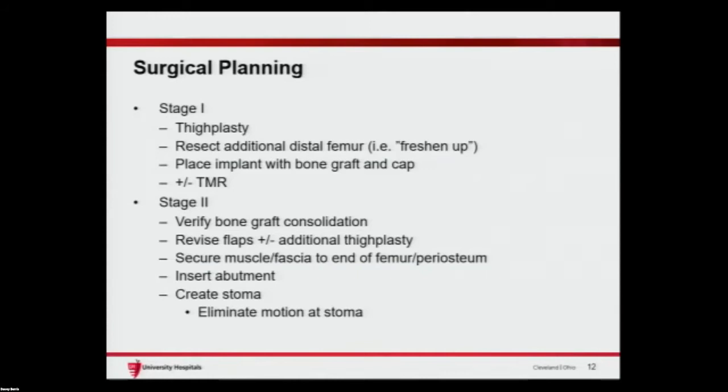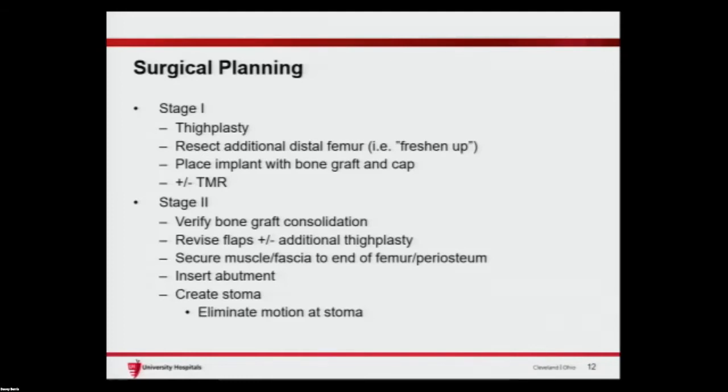3 months later, we open the patient back up. We verify that there's been bone graft consolidation around the implants. The flaps are revised, plus or minus potentially additional thighplasty if needed. At this point, you then secure muscle and fascia to the end of the femur as well as periosteum to create a solid base for which you then place your stoma.